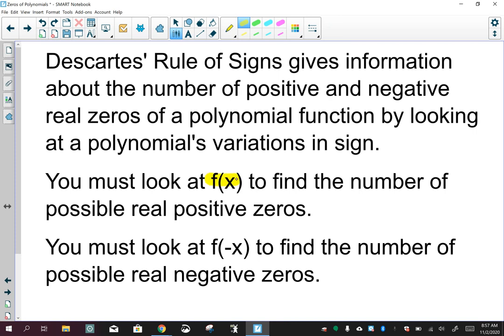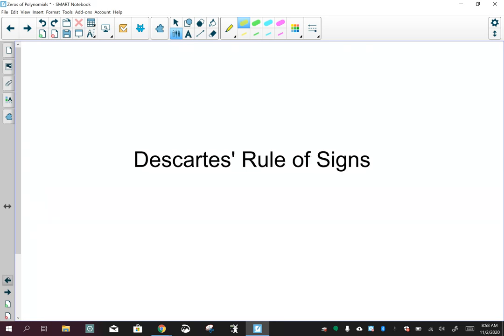So when we look at just f of x, the actual problem, what we are looking for is the positive real zeros. Then we're going to input negative x everywhere and take a look to see if we have any sign changes. And if we do, then we'll count those after we put those in there, and those sign changes will be the negative zeros.